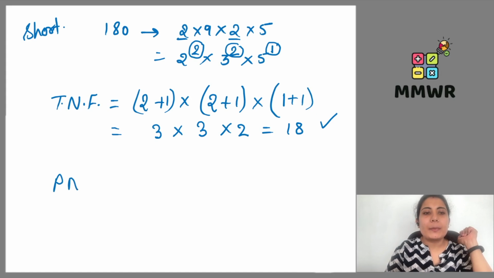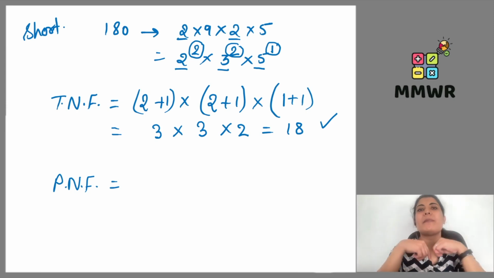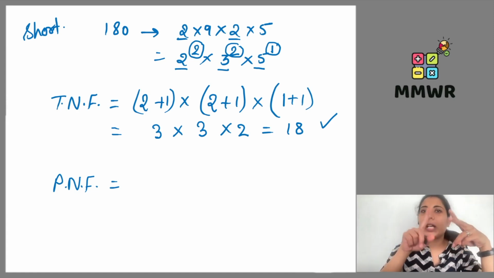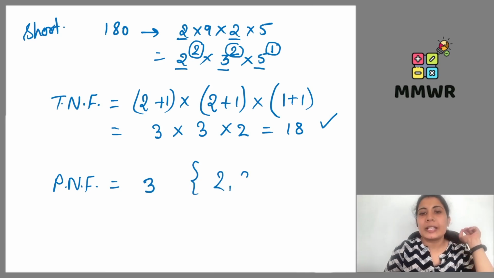And how many prime number of factors are there? That also we have to check. So prime number of factors are as many numbers as there are in the base. In the prime factorization of 180, total three prime numbers are there. One is 2, other is 3, and third is 5. So three prime factors are there. That is why three prime number of factors we have: 2, 3, 5.